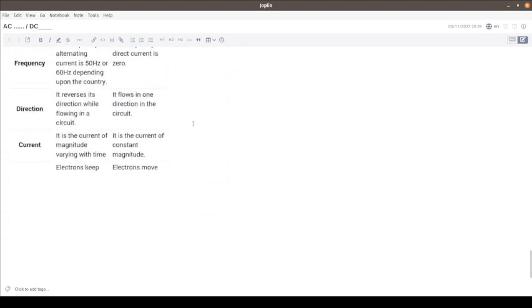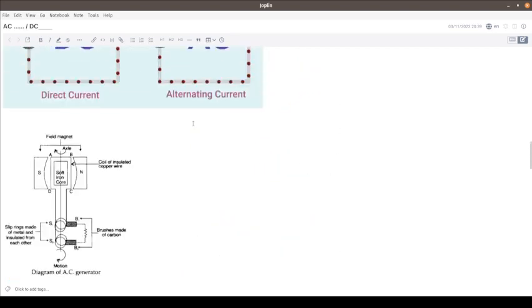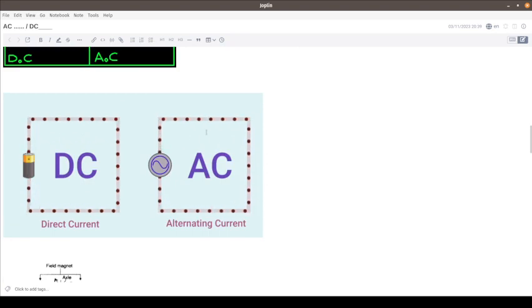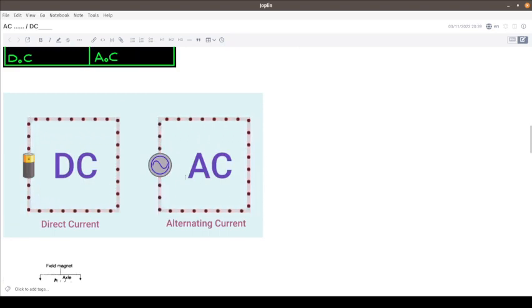Okay, now next, direction. What is the direction of it? It's a reverse direction or forward direction too. Here forward is not given, but it's forward also, right? I just took it from Google, but it's a forward direction and the reverse direction also, as you can see in the figure up here. Okay, it's a forward direction and the reverse direction also, right? But in DC there is only one constant direction, one direction only.